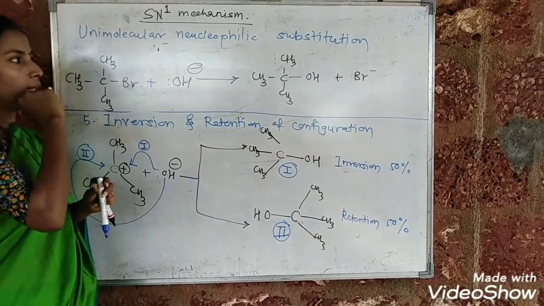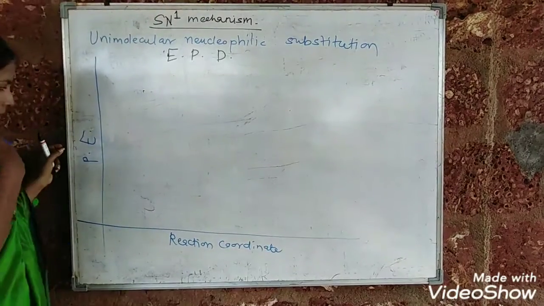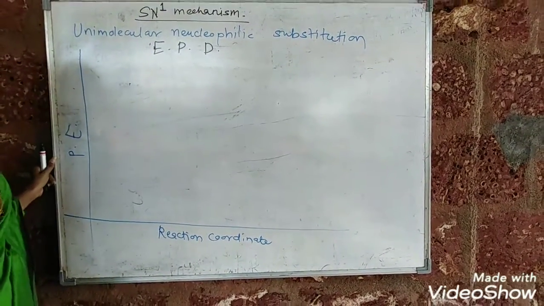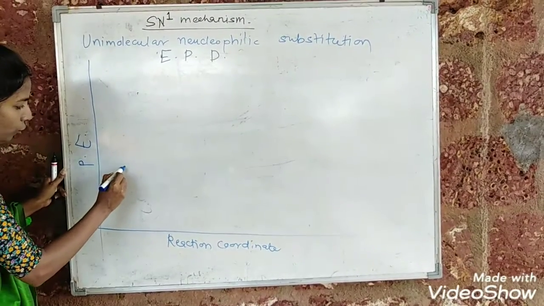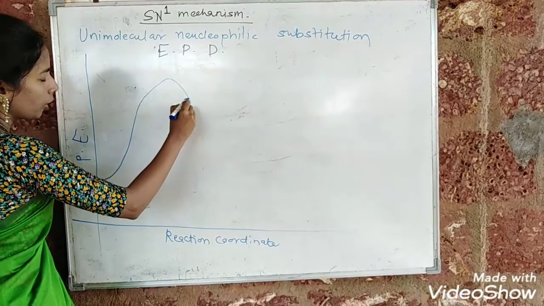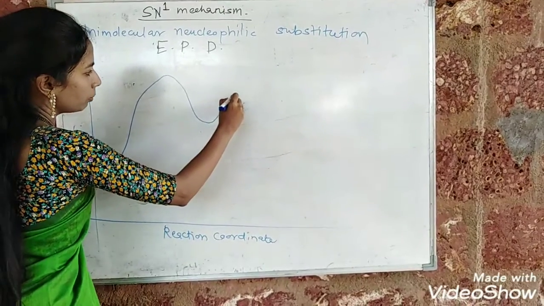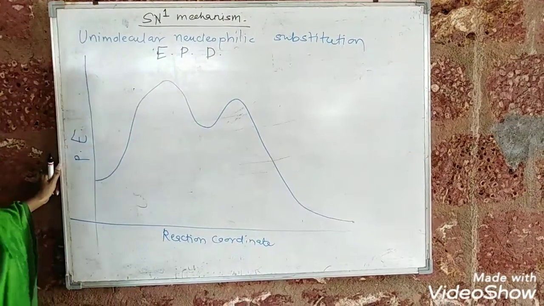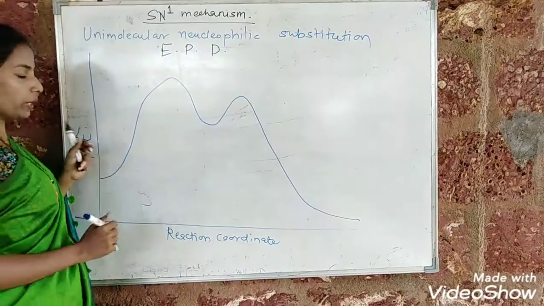Now we are going to see the energy profile diagram, as we saw for the SN2 mechanism. So we will draw the energy profile diagram for the SN1 mechanism. We start here. Potential energy goes on increasing, reaches a maximum, then decreases, again reaches a maximum, and then again decreases. So here we can see there are 2 peaks because there are 2 transition states.